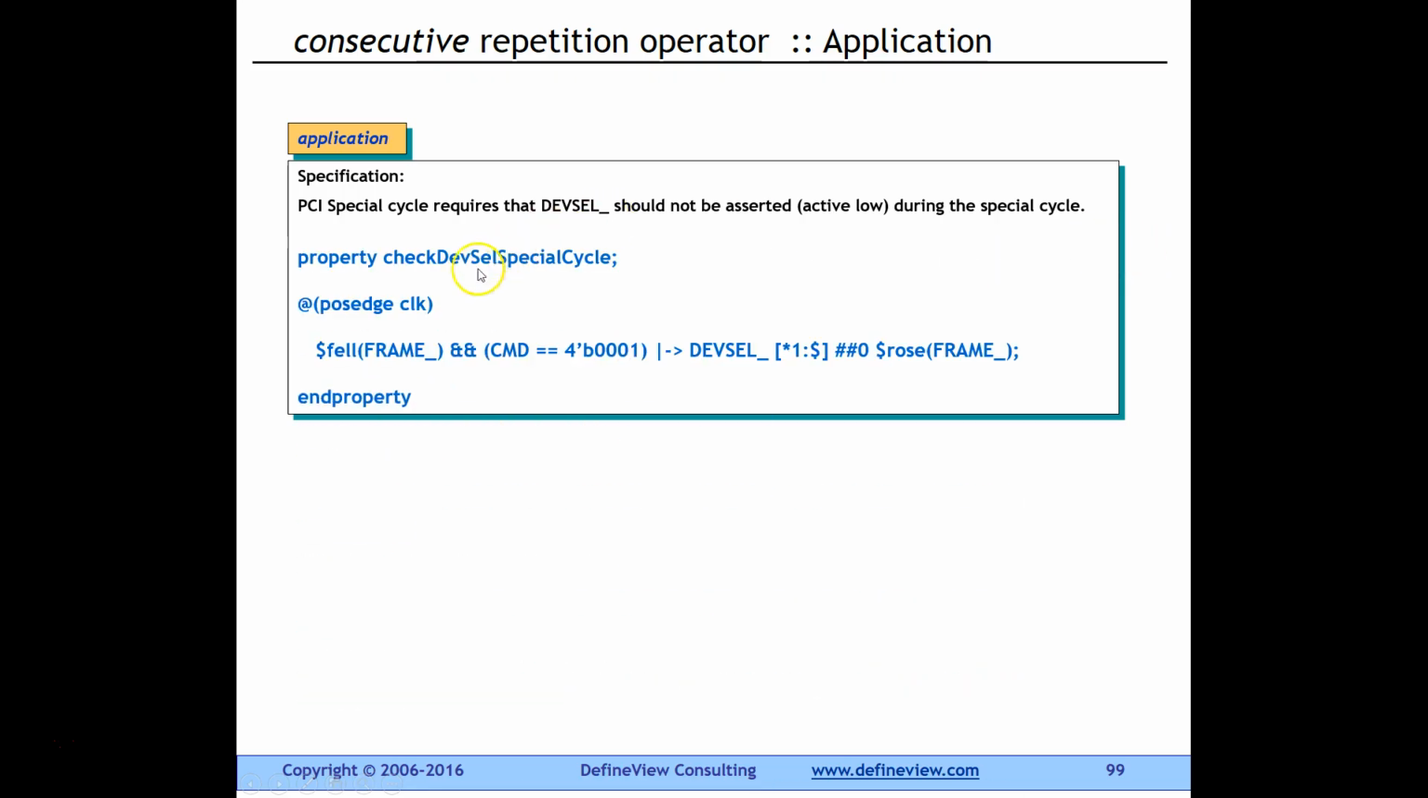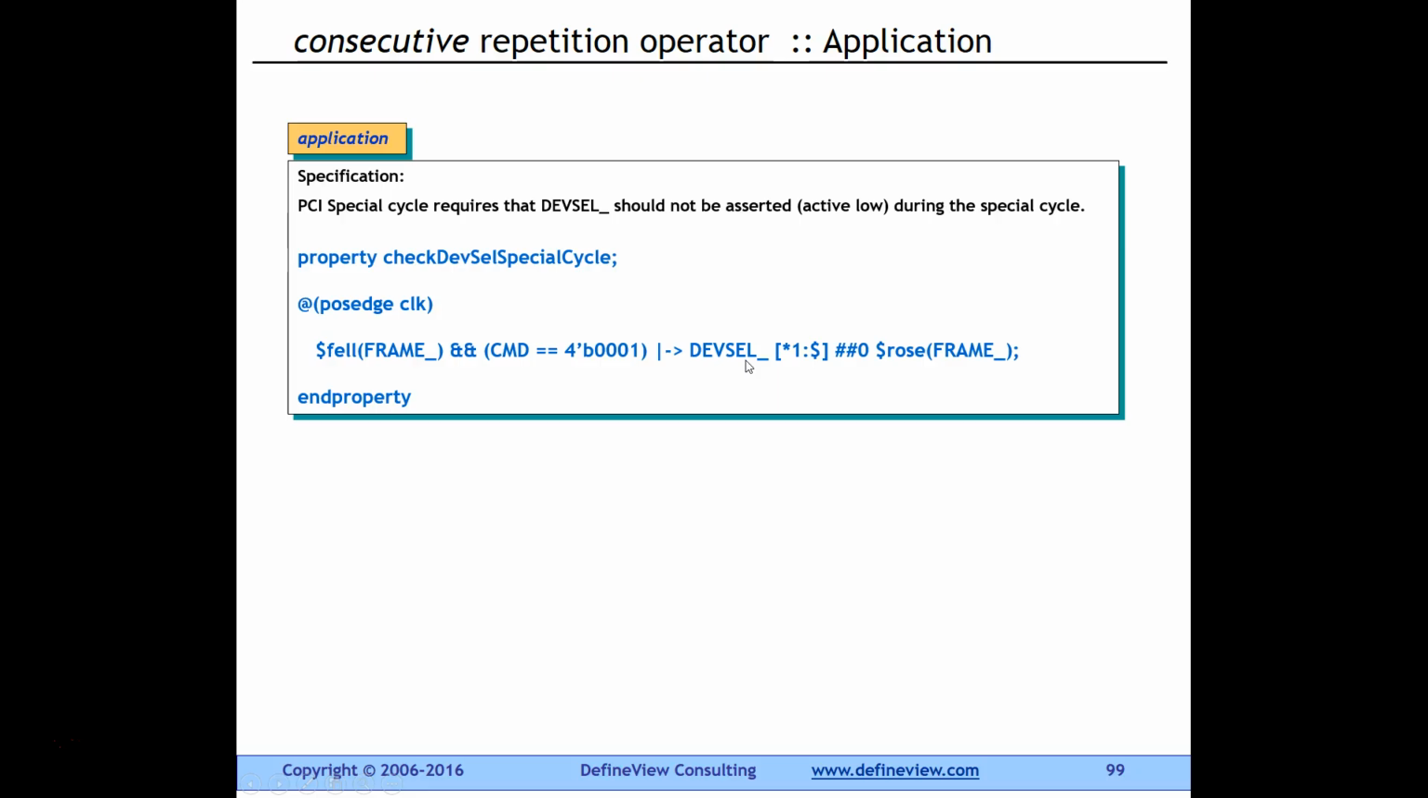Here's the assertion. Now the PCI special cycle, if you're not familiar with PCI, is defined by $fell frame and command equal to 0001. Command is also part of the parallel bus. So this $fell frame and command equal to 1 forms a special cycle, and again the antecedent should be meaningful. Until the PCI special cycle starts, nothing matters. So this becomes my antecedent. What I'm saying is, after the special cycle starts, starting the same clock, device select should remain high.